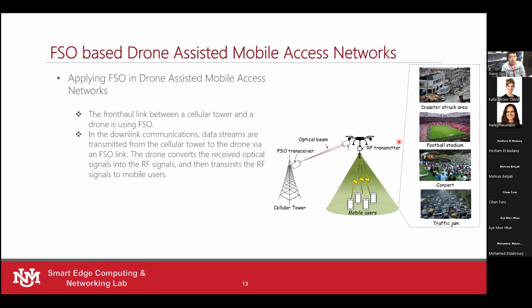In our FSO-based drone assisted mobile networks, the data streams are first transmitted from the remote or nearby cellular tower to a drone over the FSO link with a very high data rate. The drone then converts the received optical signal into an RF signal and transmits the RF signal to the corresponding mobile users.